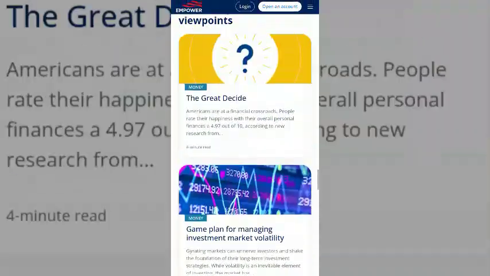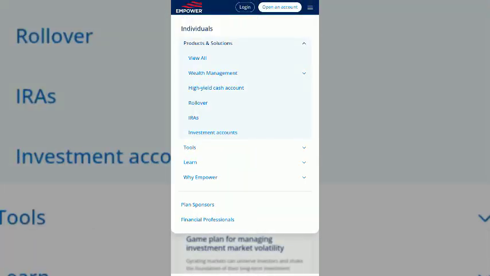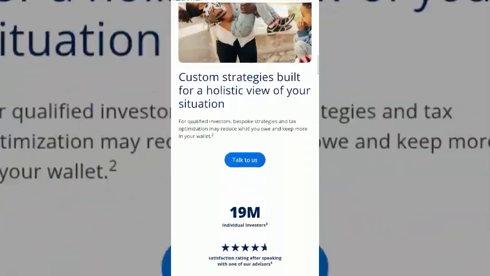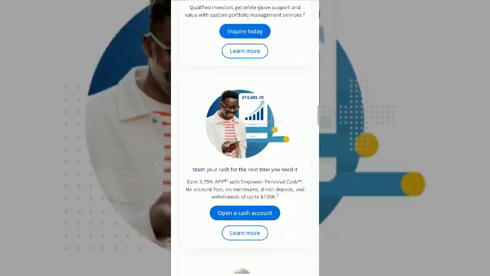First point, what it is. Now, stress testing lets you simulate what-if scenarios like recessions, job loss, or big medical bills to see exactly how your net worth and investments would hold up.